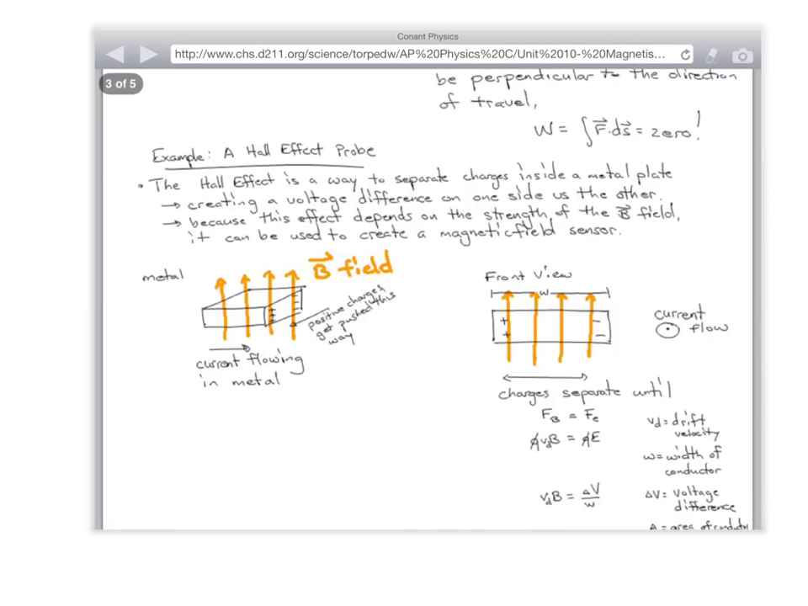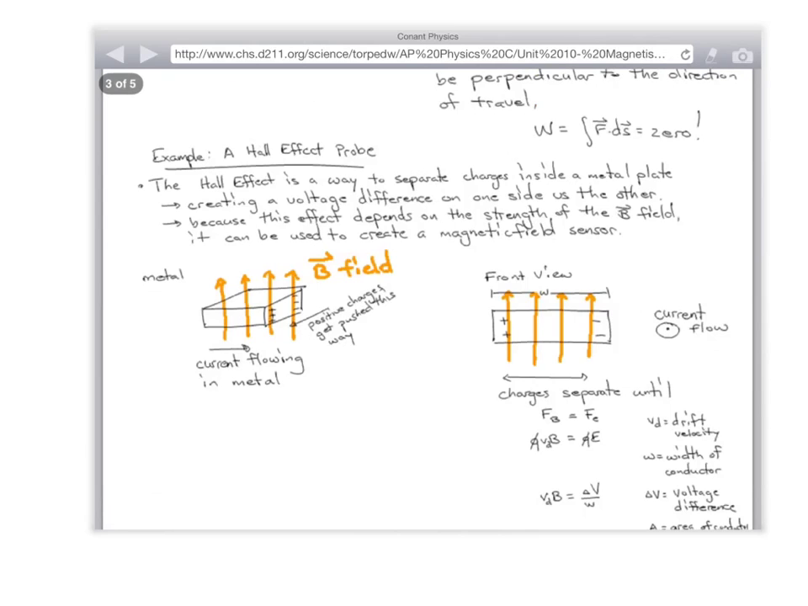What way are the charges moving? Everybody pull out your right hand. What way are the charges moving? That way. Now, let's say you pushed a magnetic field up through that wire. What way would the positives be pushed? Towards the back of the room, and the negatives would be pushed towards the front of the room. So in other words, this side of the wire is going to be positive, and this side of the wire is going to be negative.